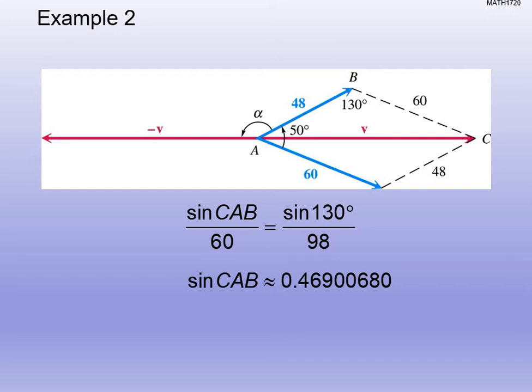0.469000680. You have to do sine inverse of that value to get the angle. Make sure your calculator's in degrees mode and you hit second sine and type in the 0.469. You should get about 28 degrees. Now that we know that that's actually 28 degrees, we can take 180 minus 28 to get alpha. All right, so when we do that, alpha ends up being 152 degrees.